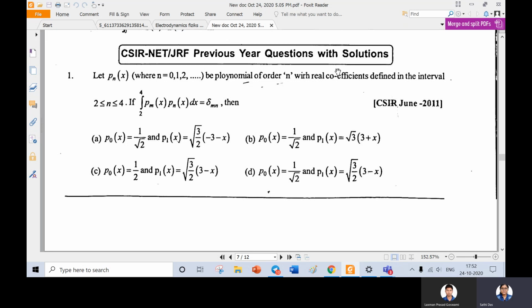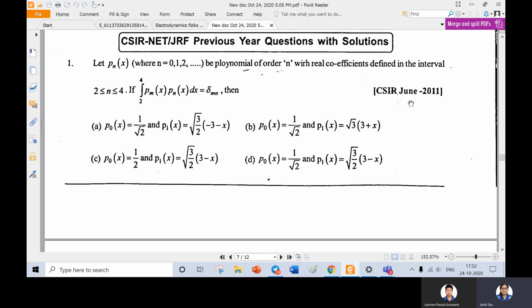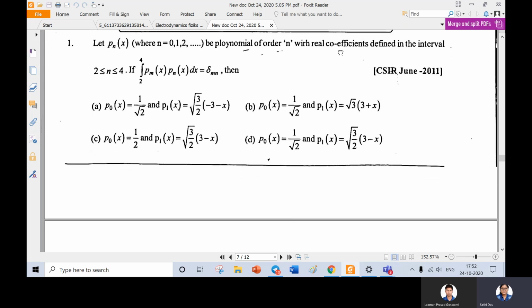So next, this is the most important thing that we shall discuss here, the previous year questions that have come in this chapter. Look here, this is CSIR June 2011. The question is: let P_n(x), where n equals 0, 1, 2, be polynomials of order n with real coefficients defined in the interval 2 to 4. Now, if the integration from 2 to 4 of P_m(x) P_n(x) dx equals delta_mn, then which one is the correct value for P_0 and P_1?